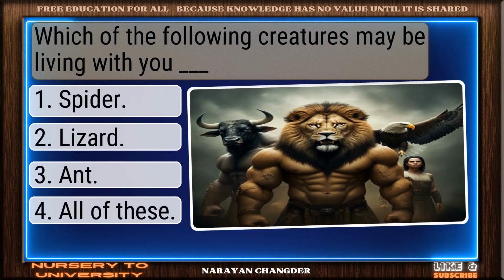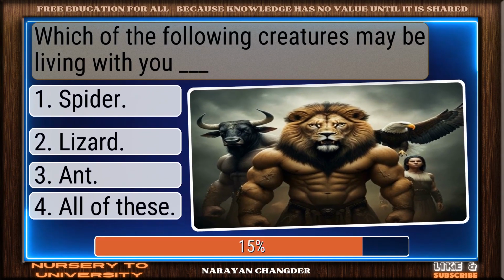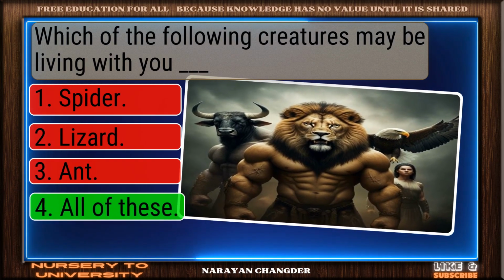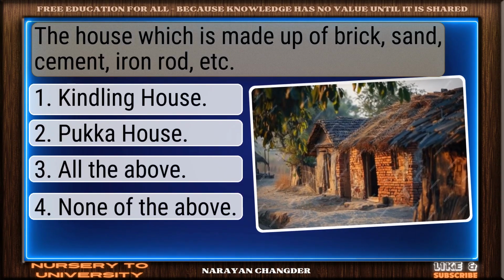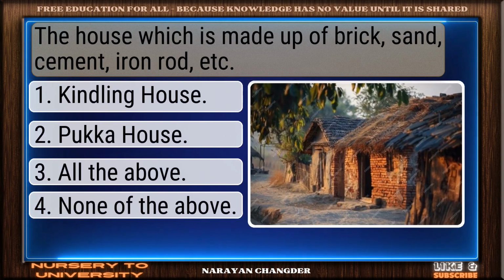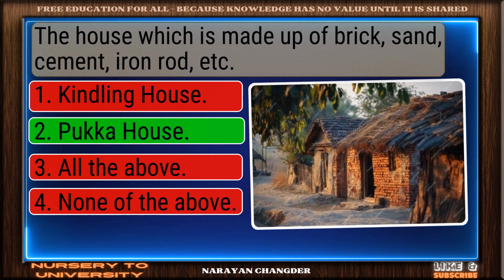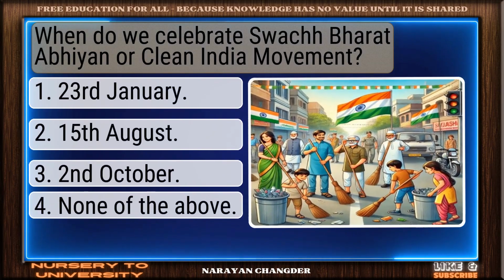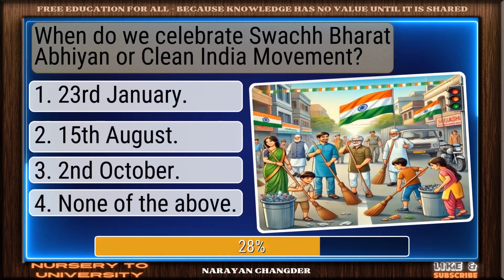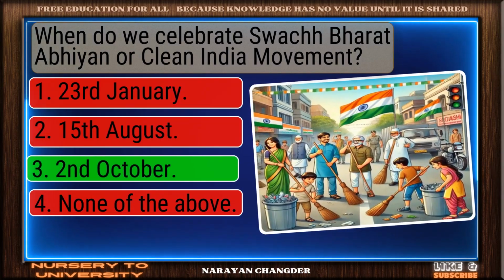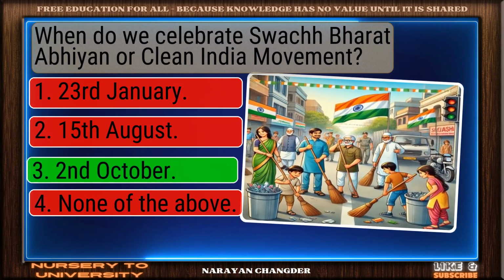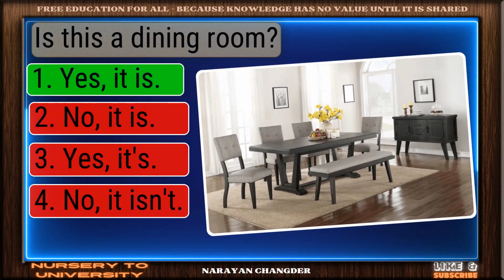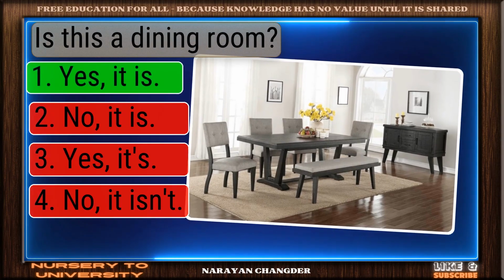Which of the following creatures may be living with you? Dash. All of these is the accurate answer. The house which is made up of brick, sand, cement, iron rod, etc. Pucca house is the right choice. When do we celebrate Swachh Bharat Abhiyan or Clean India movement? 2nd October is an accurate answer. Is this a dining room? Yes, it is the right choice.